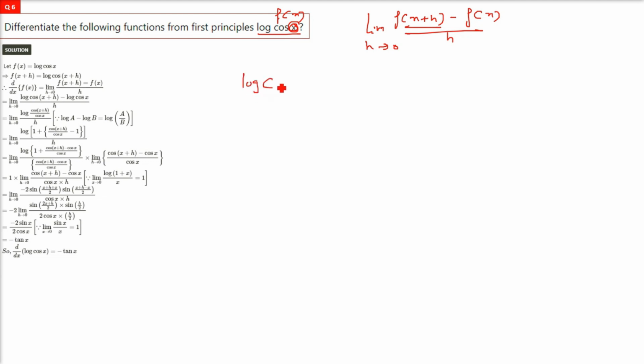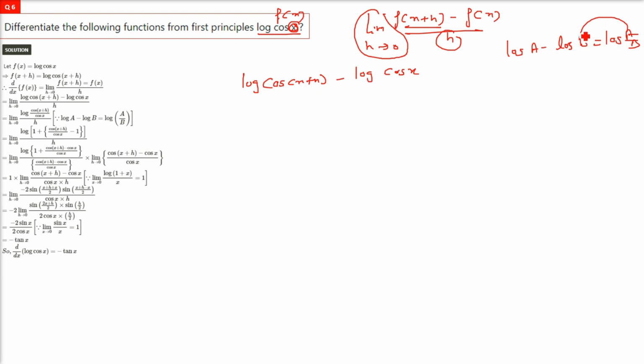We have log cos(x plus h), because we have to put x plus h, minus f(x), that is log cos x, divided by h, and limit h tends to 0. So these two we are going to use wherever it is required. Let us see the numerator first. And in log, we know the property log a minus log b is nothing but log a divided by b. You can also call it log x minus log y is equal to log x by y. So let us write it as log of cos(x plus h) divided by cos x.